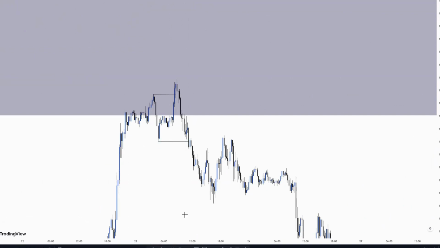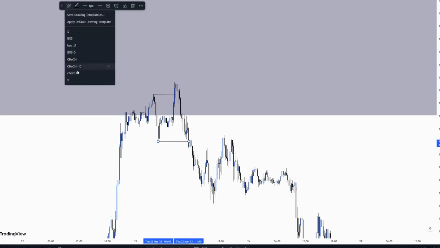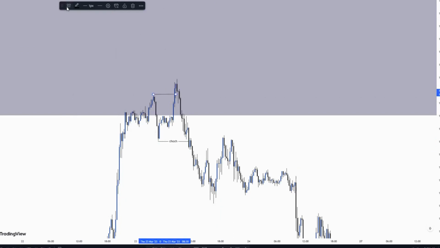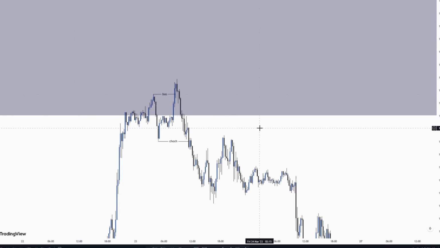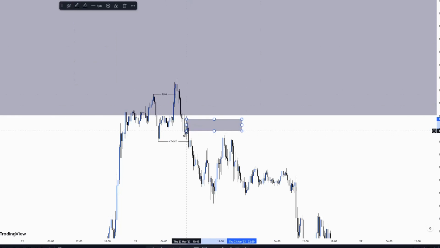Let's label it: change of character, block of structure. Right. So after the change of character, you expect a pullback. Now we're looking for entries. So you'll mark your point of interest. Okay, definitely this one. If you look at the price here, this one is going to be number one.